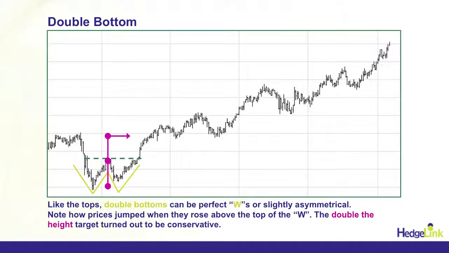Like the tops, double bottoms can be perfect W's or slightly asymmetrical, which is to say the second bottom will be a little higher than the first bottom or a little lower. Note how prices jumped when they rose above the top of the W. So they began to accelerate as they were breaking free. The double height target turned out to be conservative in this case, and we can see this again as a bottom that was the birth of a major trend.